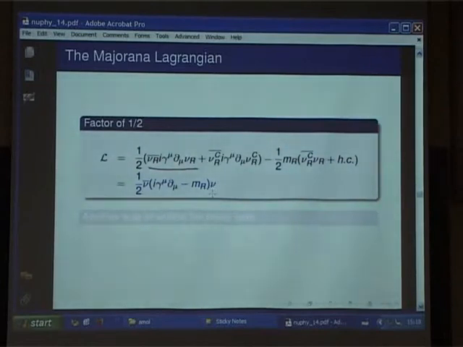However, this ν is not a Dirac particle. A Dirac particle has 4 components. The information content is 4. For a Majorana particle, although there are 4 numbers in your spinor, they are related because ψ is equal to ψ^c. So all these 4 are not independent. Only 2 are independent. So the degrees of freedom actually are half. So a Majorana particle is in some sense a half Dirac particle. Therefore, the Lagrangian will become this, with the factor of half.